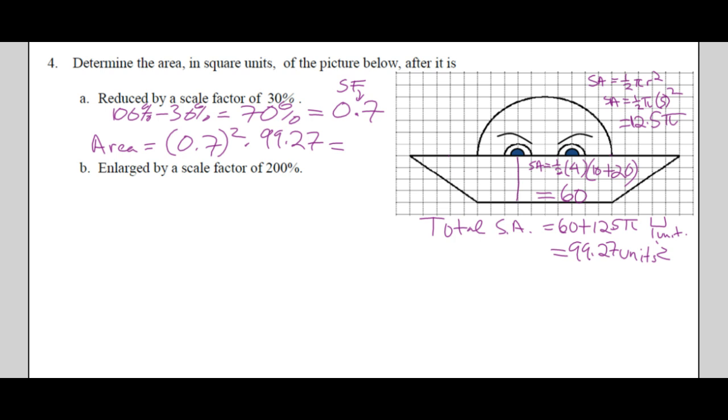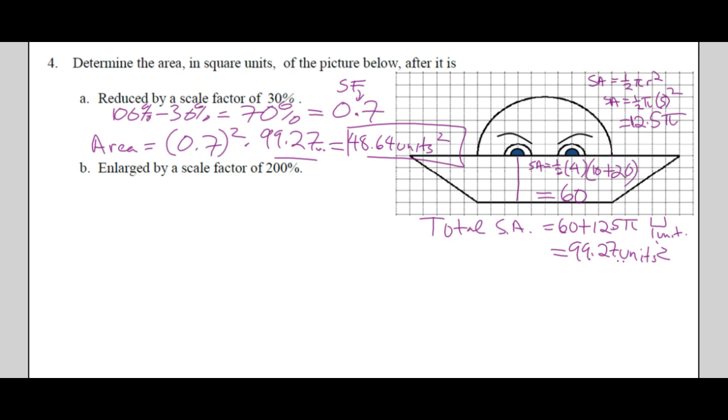Now, remember, it's not really 99.27, it's really whatever number is sitting in your calculator, right? Because when do we round? At the end. So let's put 3 dots on there, 99.27... Okay, and that works out to, now we'll round, 48.64 units squared.